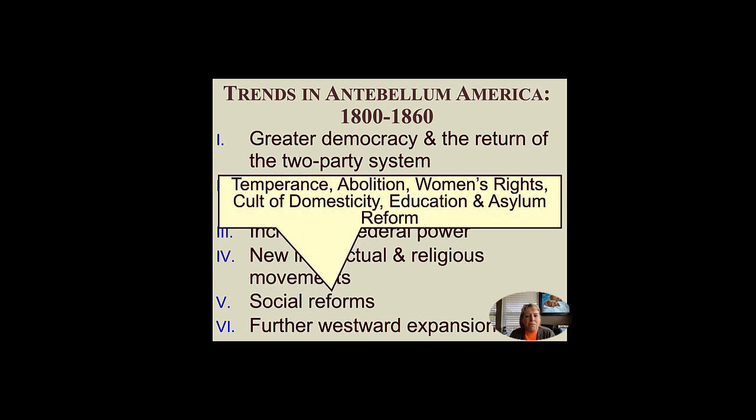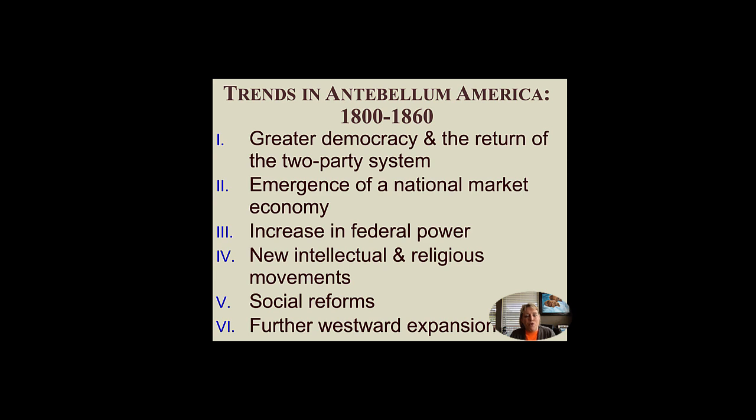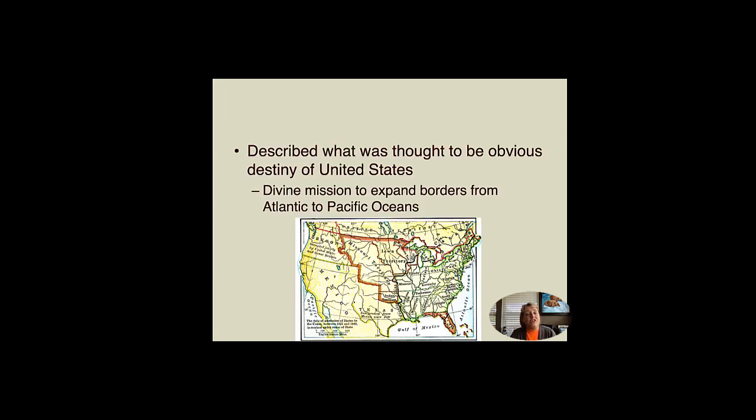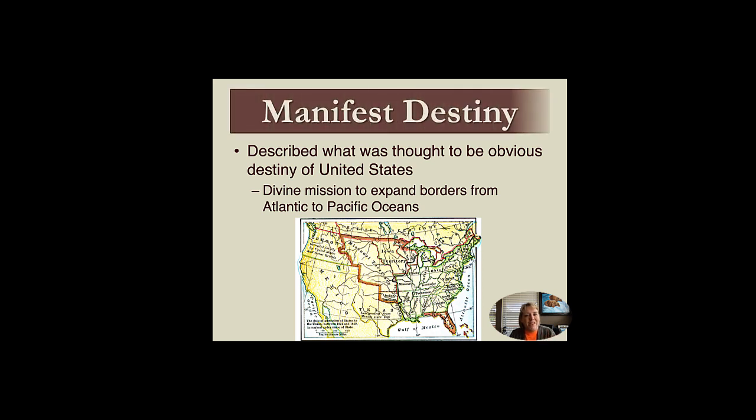Basically, we're talking temperance, abolition, women's rights, the cult of domesticity, this idea that women's sphere of influence is in the home and that's where they should stay. And then you're going to see the rise of public education as well as reform with regards to our prisons and mental asylums. All of this is going to lead to this goal for further westward expansion. And we're going to see our country start to grow. And that's where manifest destiny comes in.